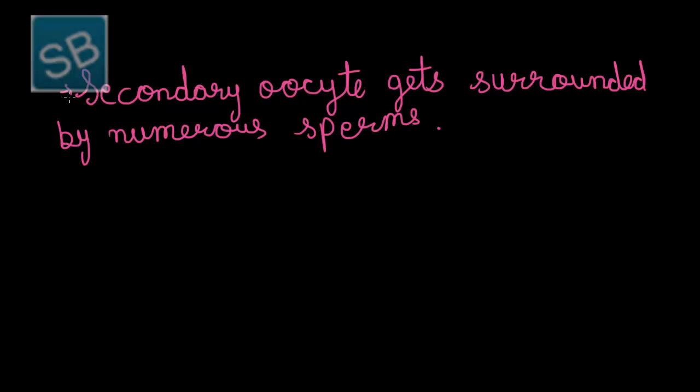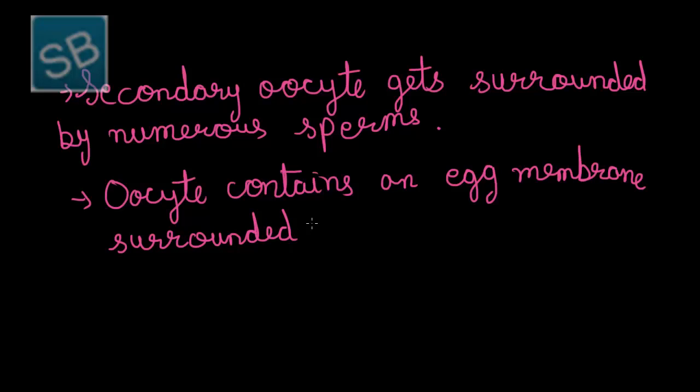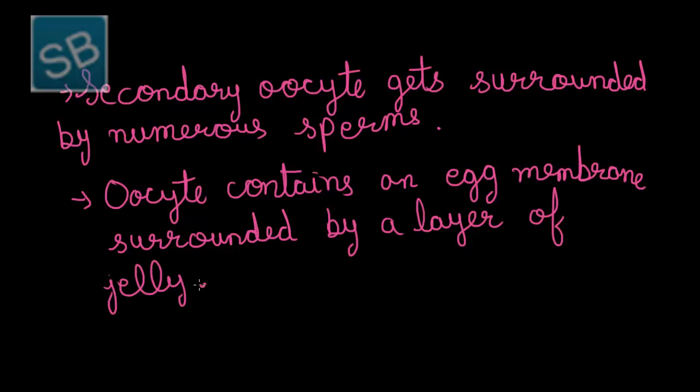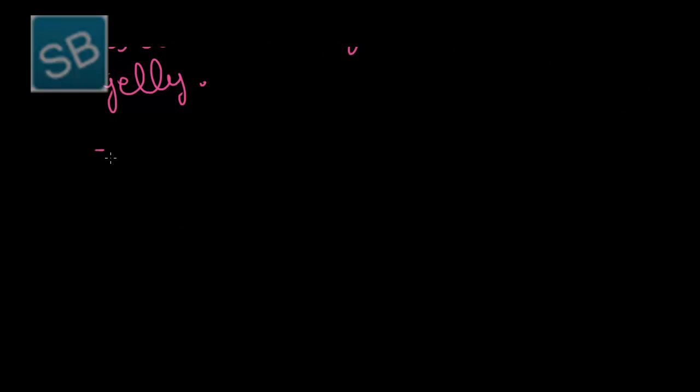This oocyte, that is the structure of the oocyte, contains an egg membrane which is surrounded by a layer of jelly. Now, as stated before, human sperms contain an enzyme known as hyaluronidase, which is present within the acrosome part of the sperms. So, it is this enzyme which helps in the movement.